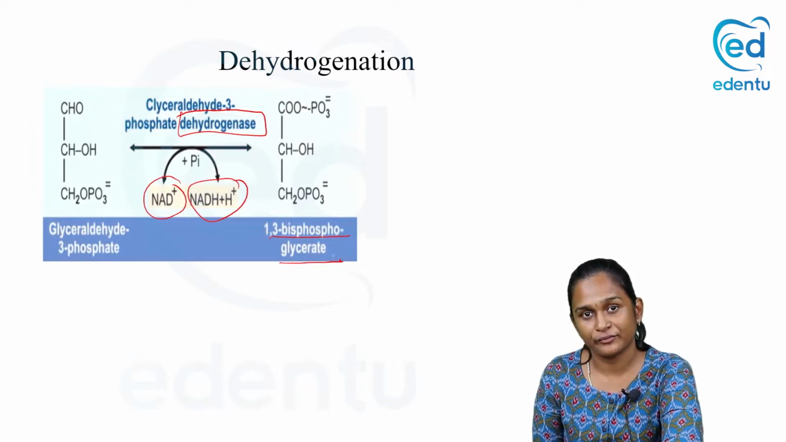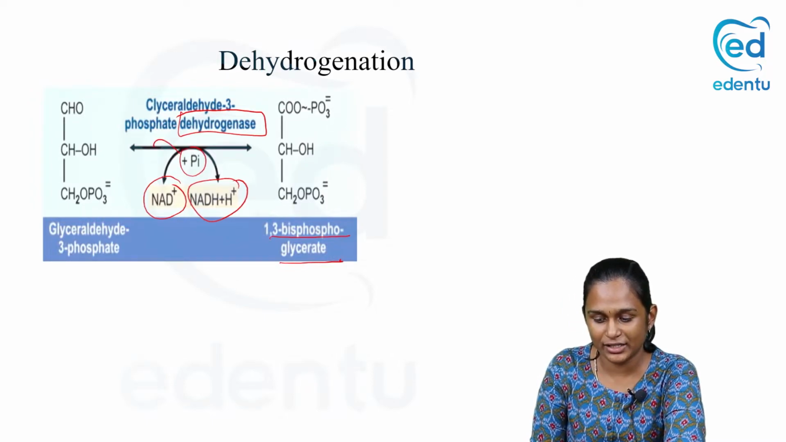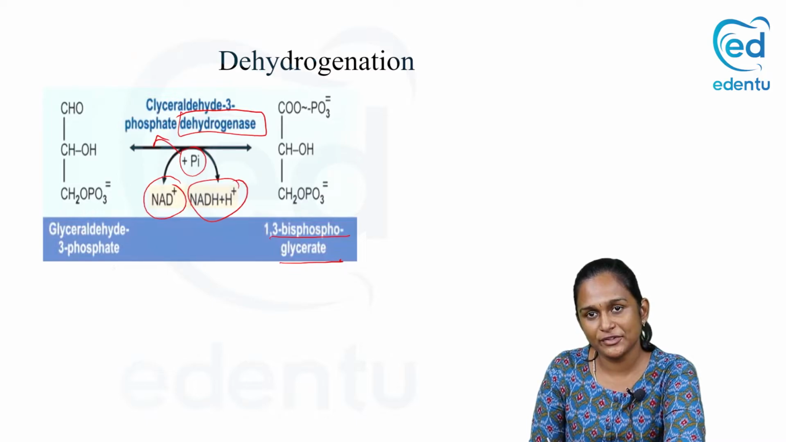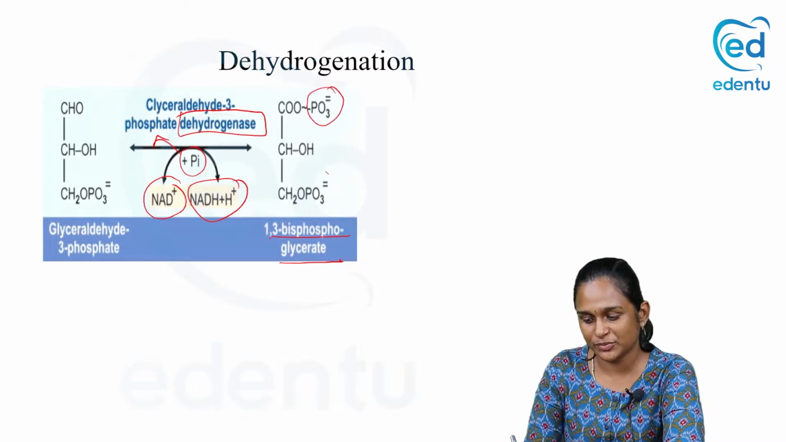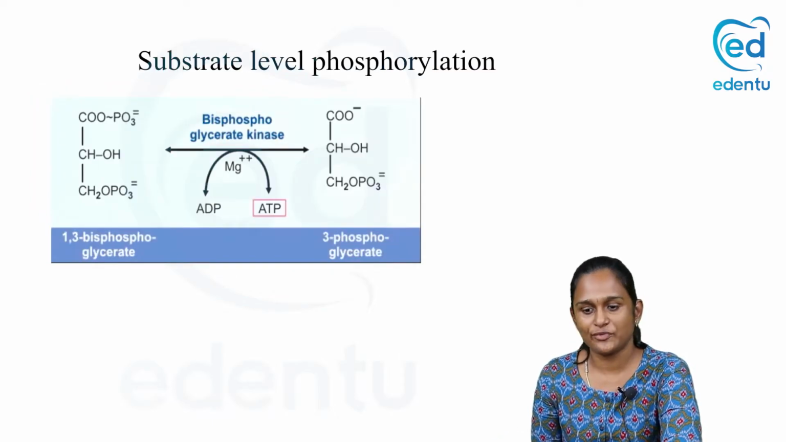Glyceraldehyde 3-phosphate is converted to 1,3-bisphosphoglycerate. One phosphate group is getting added to it. If you see, in the first position and the third position, two phosphate groups are attached. So 1 and 3, bisphosphoglycerate is formed.